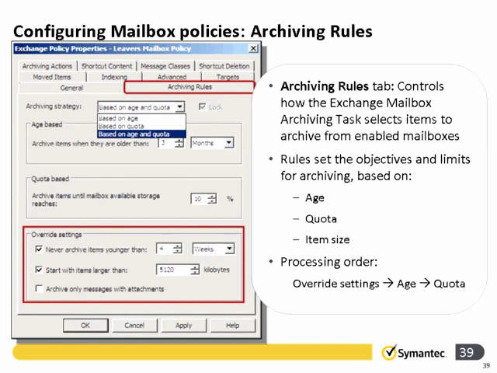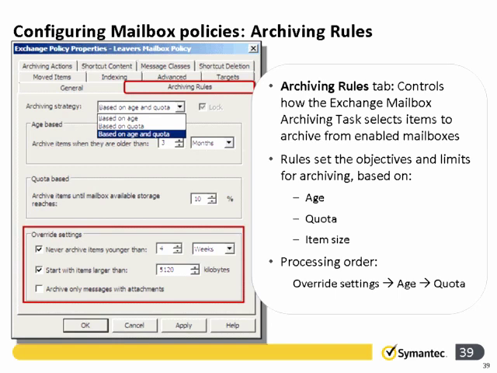Also, from the standpoint of allowing us to get better storage, we can specify that we would like to start with items that are greater than a certain size. In this particular case, we're selecting that we wish to start with items that are greater than 5 megabytes. You'll notice that it is in fact specified in kilobytes, and we specified 5,000, so the conversion makes that 5 megabytes. Also, we can specify that we want to archive only messages with attachments.